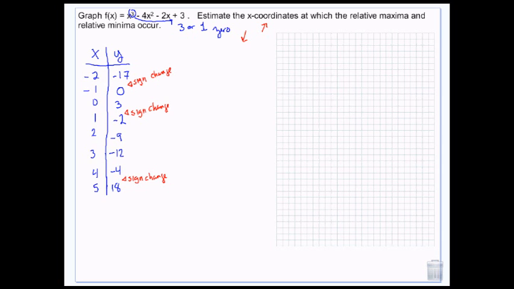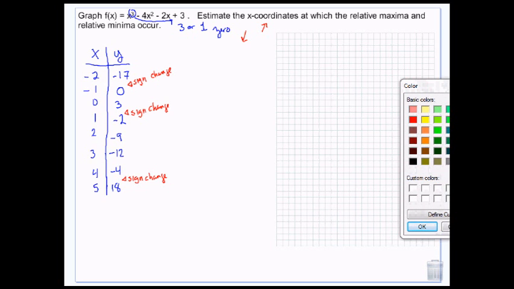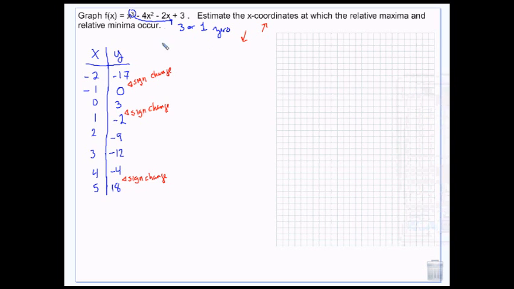So what I want to do next is I'm going to try to find, between the sign changes, what's the largest number? 3, so that's going to be a relative max. And between these sign changes, my smallest number is -12, so that's going to be a relative minimum. And my zeros are going to happen between here and here, here and here, and here and here.